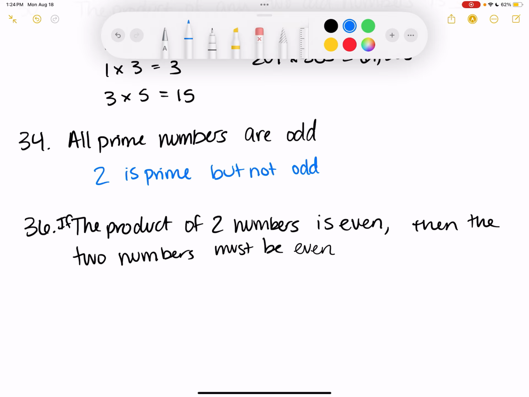How about 12? What do you multiply to get 12? 2 and 6. Okay, those are both even. What'd you say? 3 and 4. Yep, 3 times 4 is equal to 12, but 3 is not even.